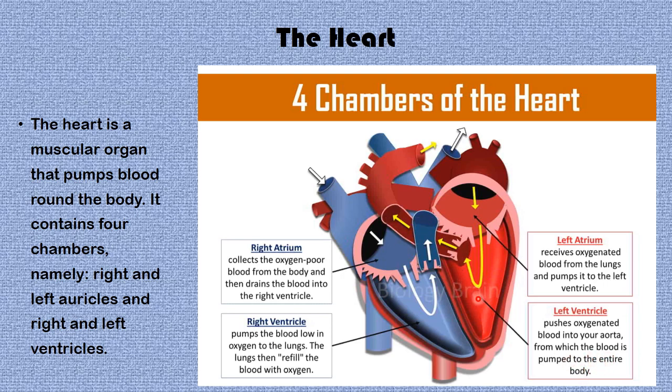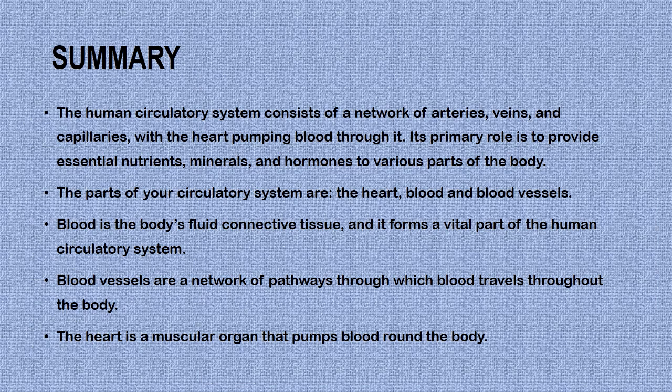So as the oxygenated blood is pushed from the left ventricle, it goes out through the aorta and it goes to the various parts of the body, and the cycle goes on and on, ensuring that oxygen and nutrients get to the various parts of the body. So that is it about the human circulatory system.